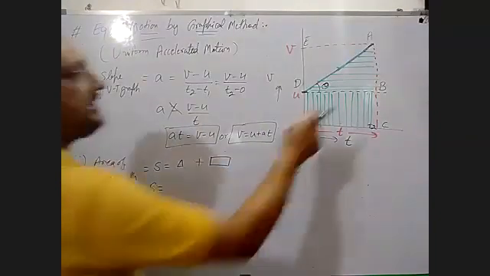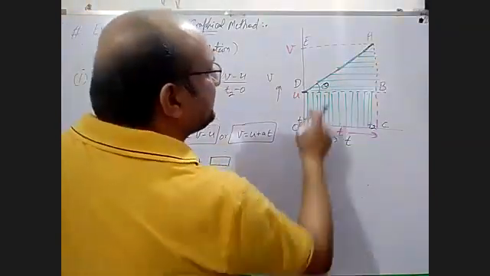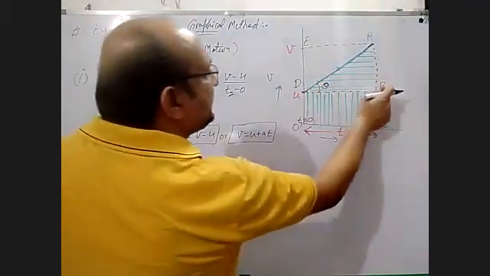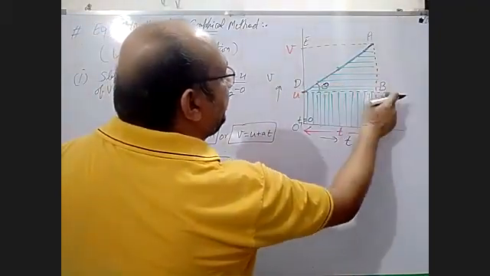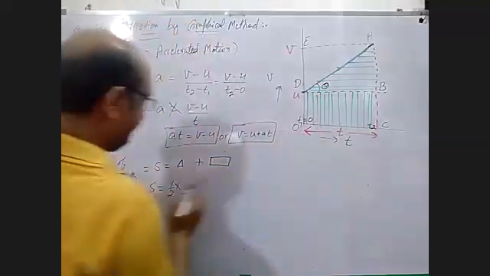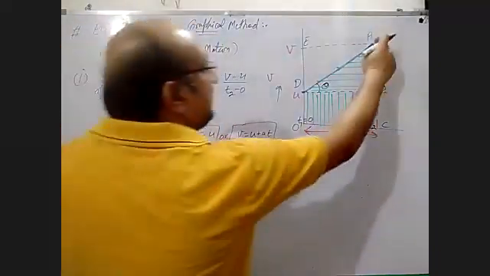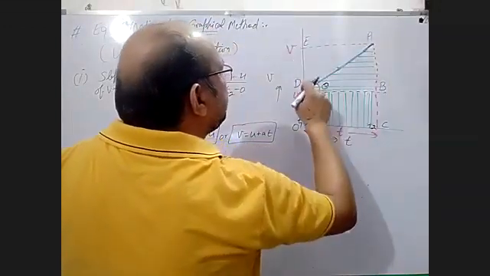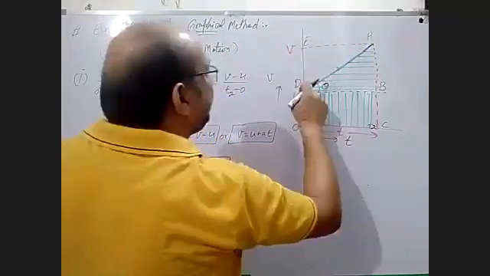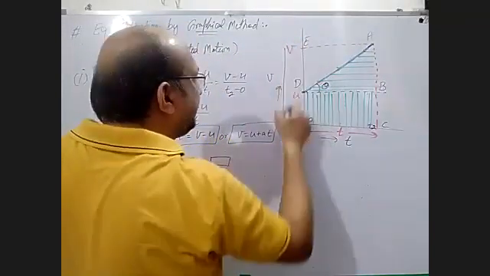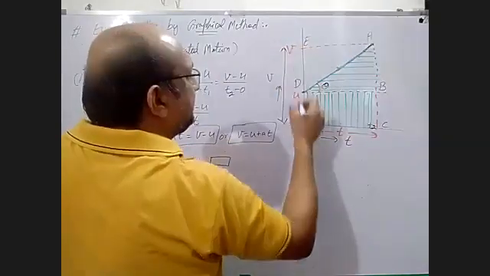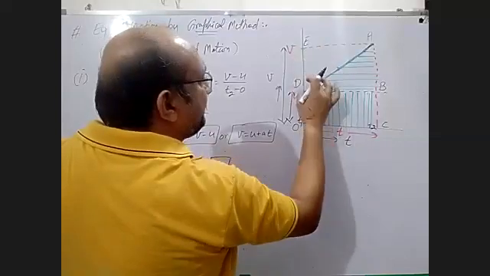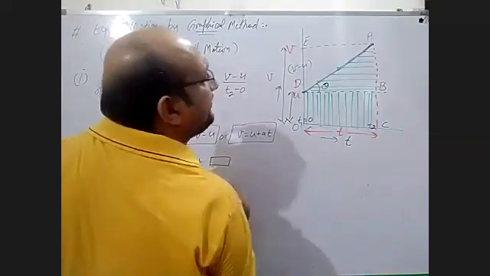In short, we are taking the area of the triangle. Area of triangle is half into base into height. What is the base? DB. DB is T. And what is the height of this triangle? AB. AB is this DE; this whole line represents V, this one is U, and the remaining portion is V minus U.